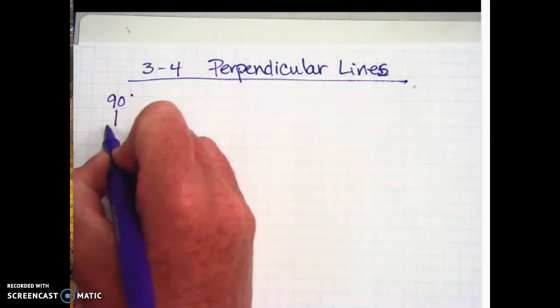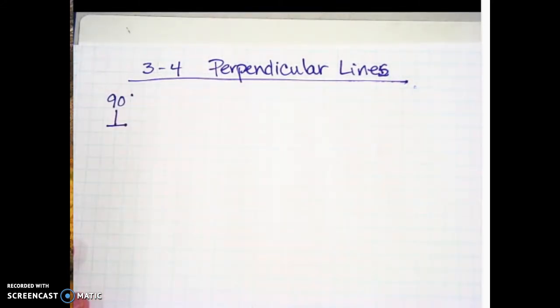So obviously, perpendicular lines are 90 degrees to each other. We use this little symbol. It's an upside down capital T.